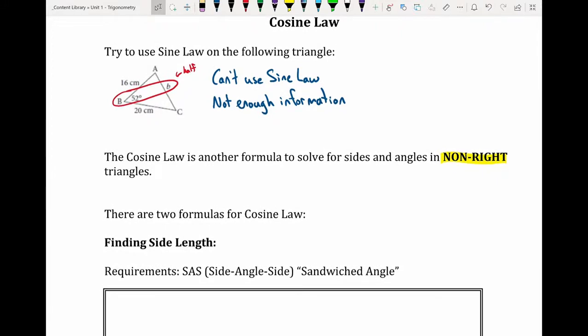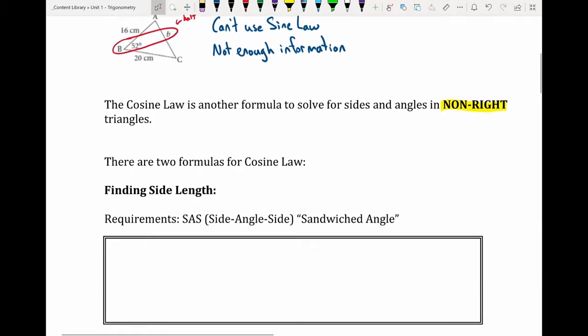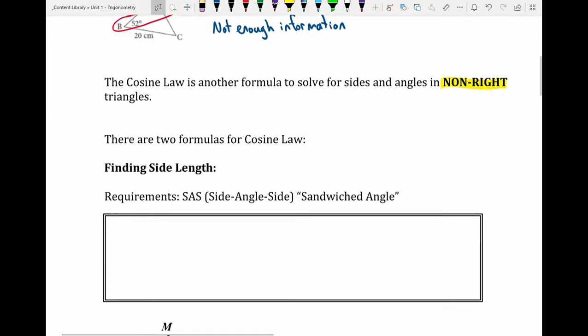Rather than have you go through and try to rearrange it, I'm just going to give you the two different versions. One will be if you're trying to find the side length, and one will be if you're trying to find an angle. For the first example, finding a side length, there has to be certain given information in order to find the side length using cosine law. That requirement is SAS, side angle side, or what we can call a sandwiched angle.